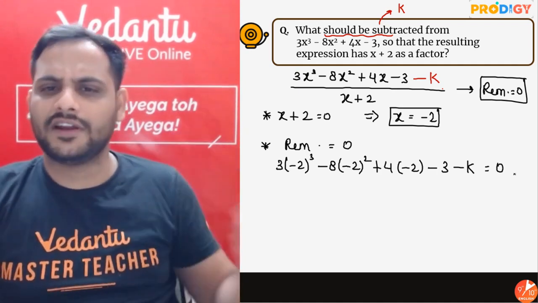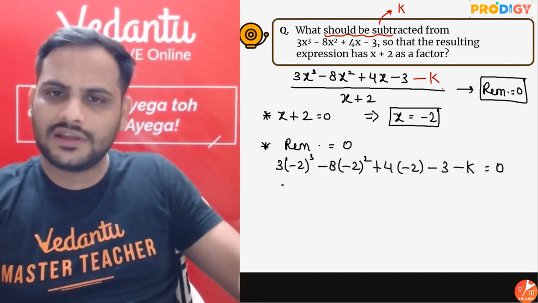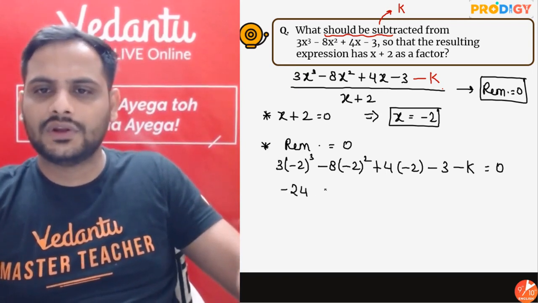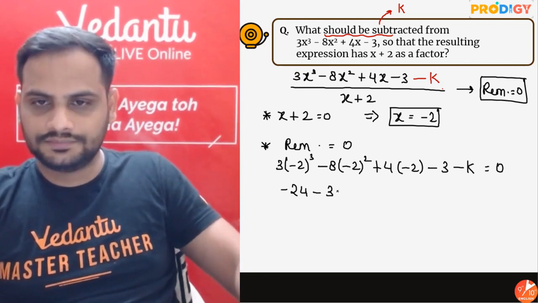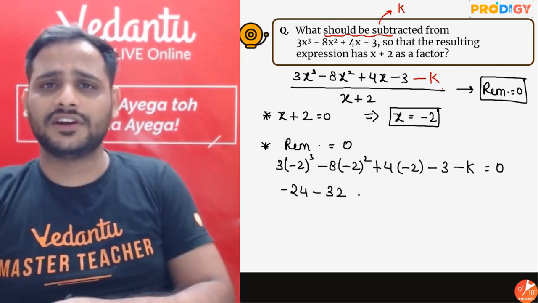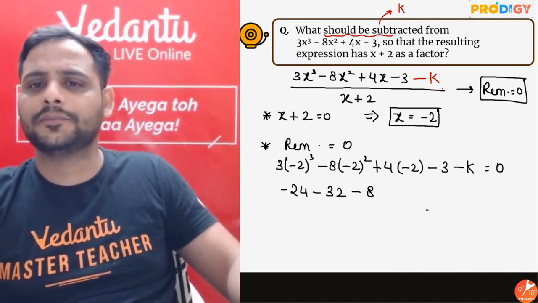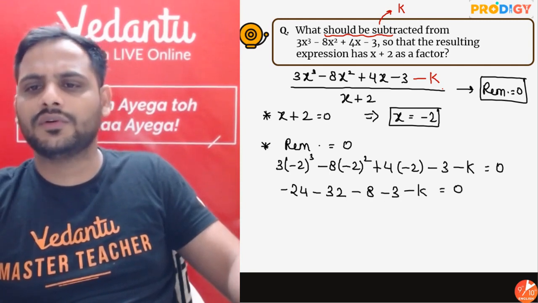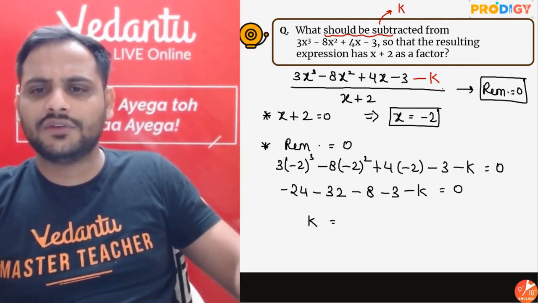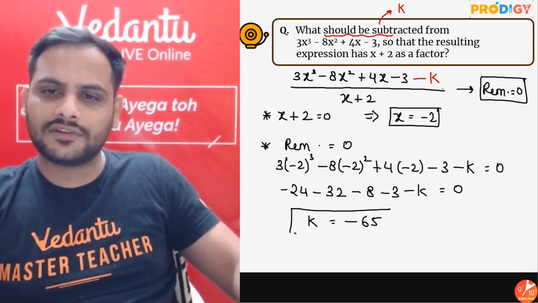ठीक है, अब बेटा find out k. Minus 2 cube is minus 8. Minus 8 into 3 is minus 24. Minus 2 square is 4. 4 into minus 8 is minus 32. 4 into minus 2 is minus 8, again minus 3 minus k equal to 0. So I can clearly say k will be equal to 8, 24, 32, 32, 64, 65 minus 65.